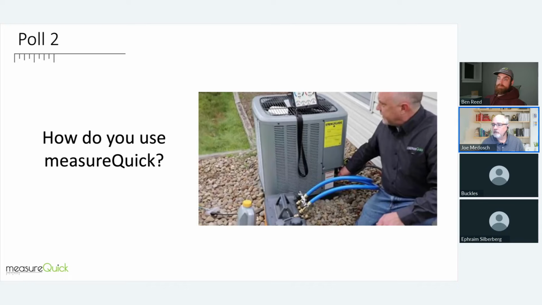So you've got two levels there. Can you explain what you got there? measureQuick. It's hard for me to read the poll. Oh, you got 3. You got 40%.